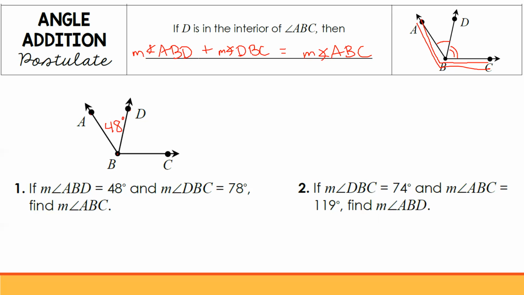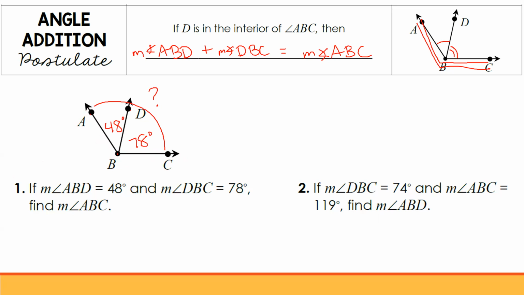DBC, just follow the path. Put your pen on D, follow it to B, follow it to C. That is the angle we're talking about. That's 78 degrees. So angle ABC, here's A, here's B, here's C. That's the big angle. So I like to kind of do this. That's the whole big angle. I don't know what that is.